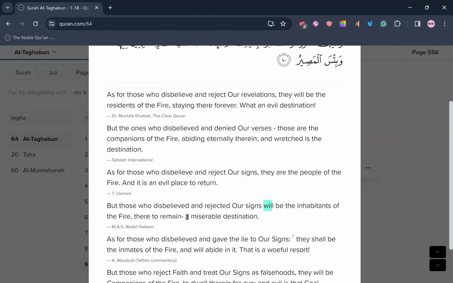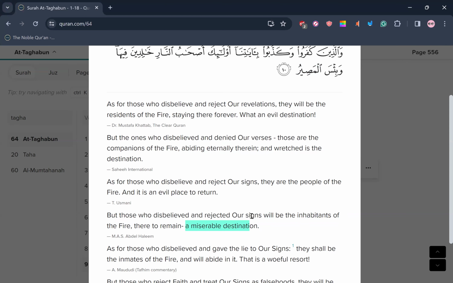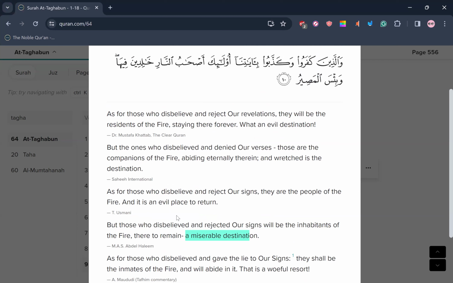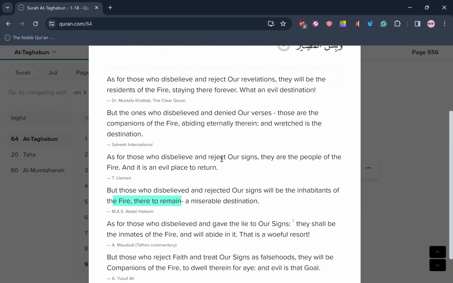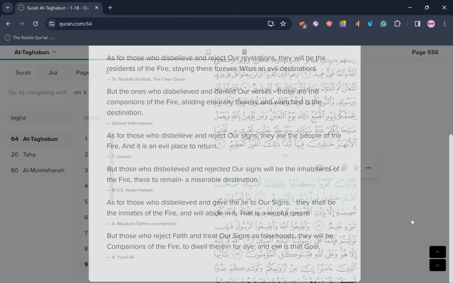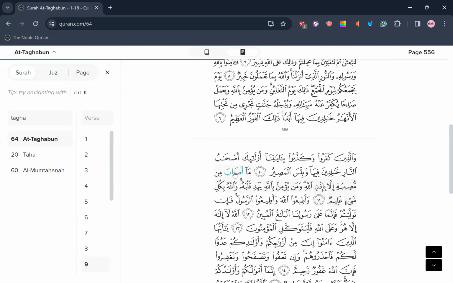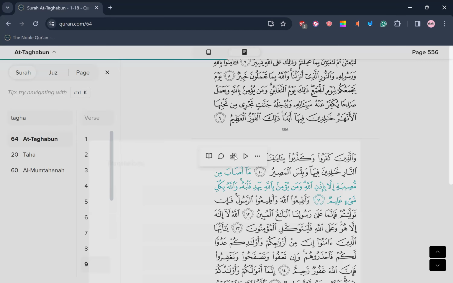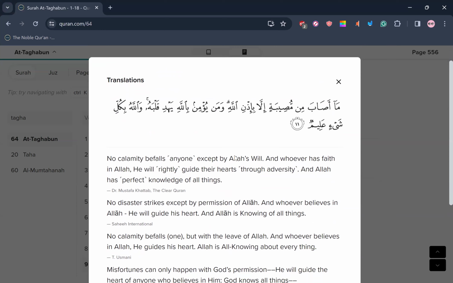There to remain, a miserable destination. So he even linked wa bi'sa al-masir to this inhabitants of the fire. So the whole thing, he looked at it as one sentence, which is interesting. This is why I like to read translation, because you see how they did it, and it gives you more insight into why they chose to do it like that.